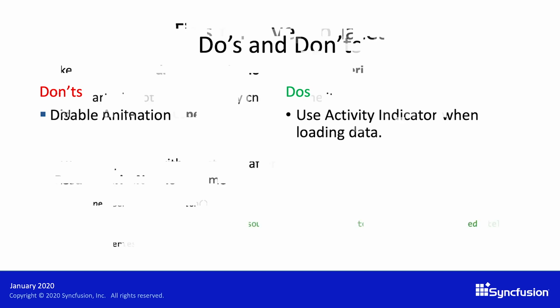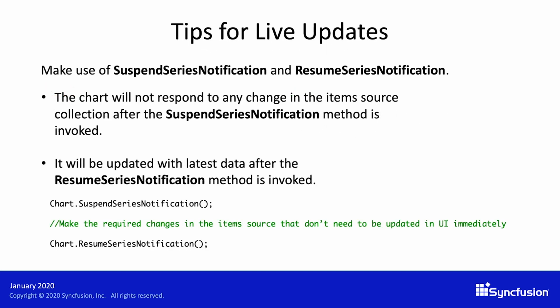Tips for live update. After binding your data to the ItemsSource property of the chart series, the chart will always listen to the changes that happen in your data if it implements the INotifyCollectionChanged interface. But in some cases, you may add bulk objects to your data collection. If you think those updates in the chart do not make any sense, you are able to stop the chart from being updated for each modification in the ItemsSource collection.